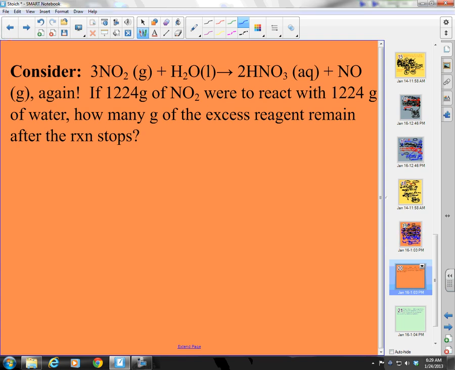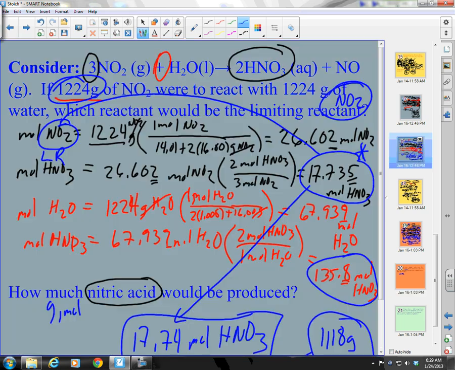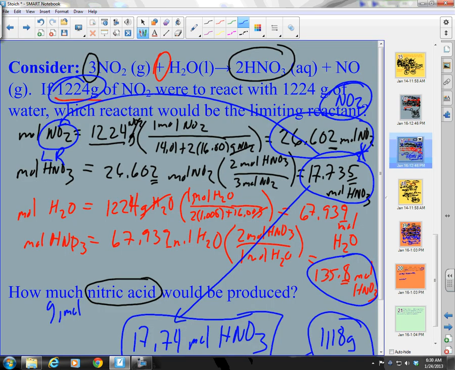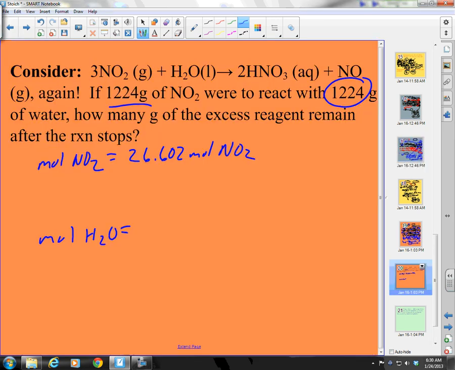Well, we've already done this calculation before, at least part of it. So let's go back and we'll steal some information. How many moles of NO2 does this equal? Well, if we go back to our previous, where's my moles of NO2? I have 26.602. So this is 26.602 moles of NO2. And how many moles of water did I have from this 1224? Let's go back here. Moles of water. Where's my moles of water? 67.939. So I have 67.939 moles of water.